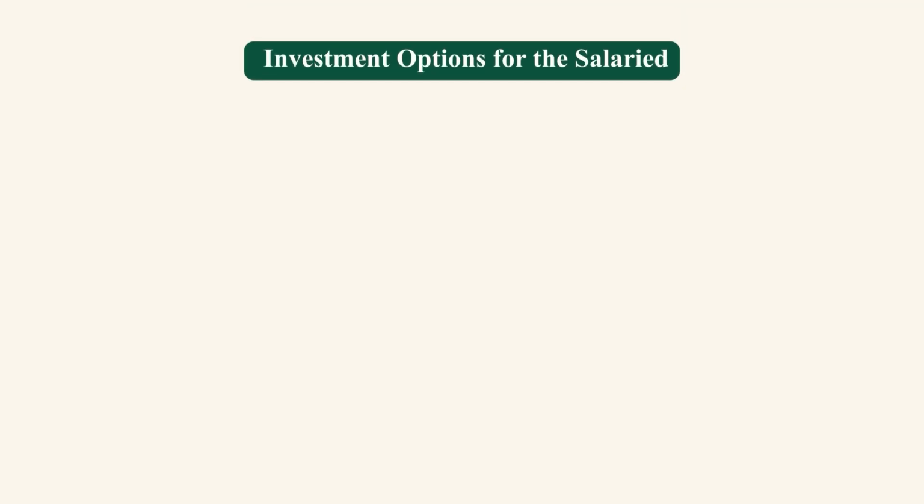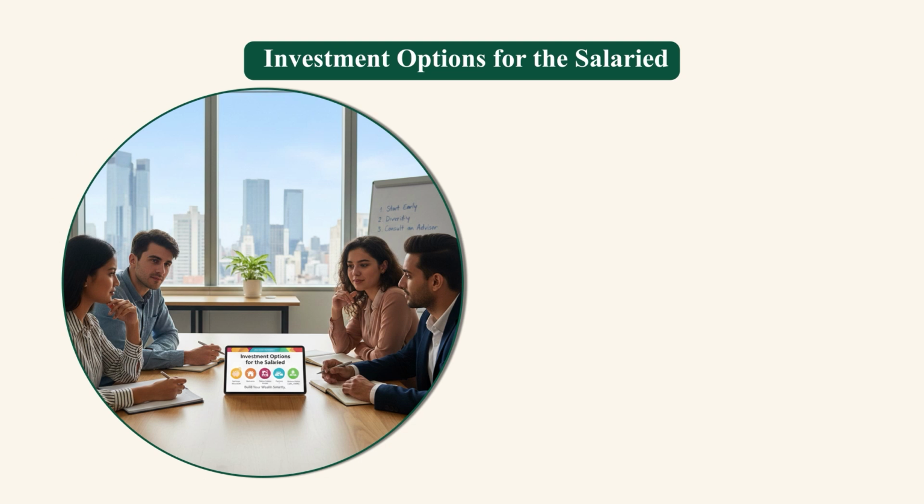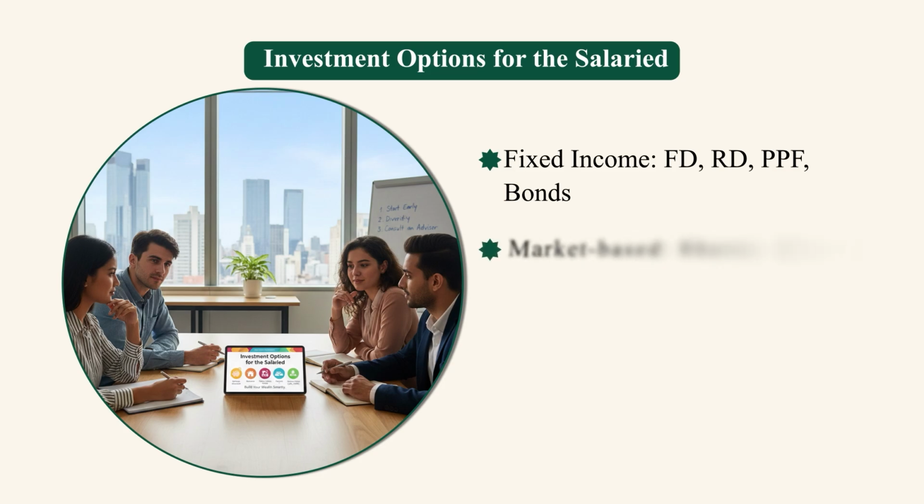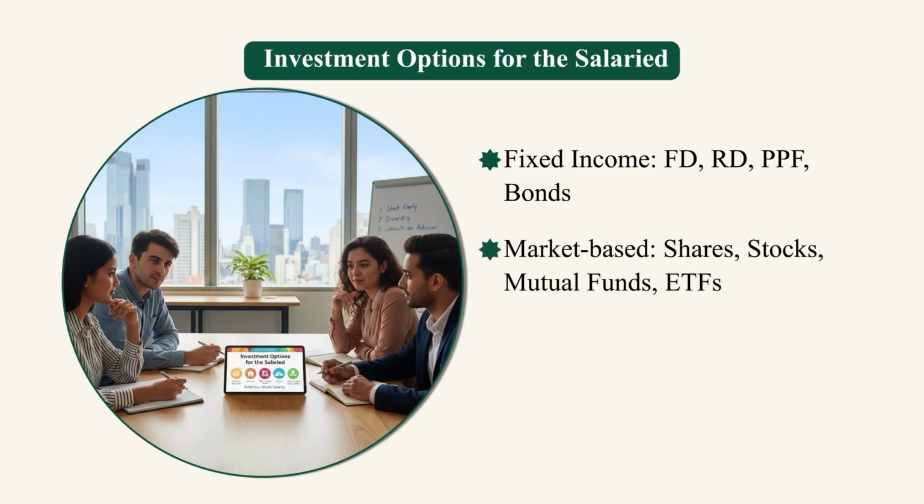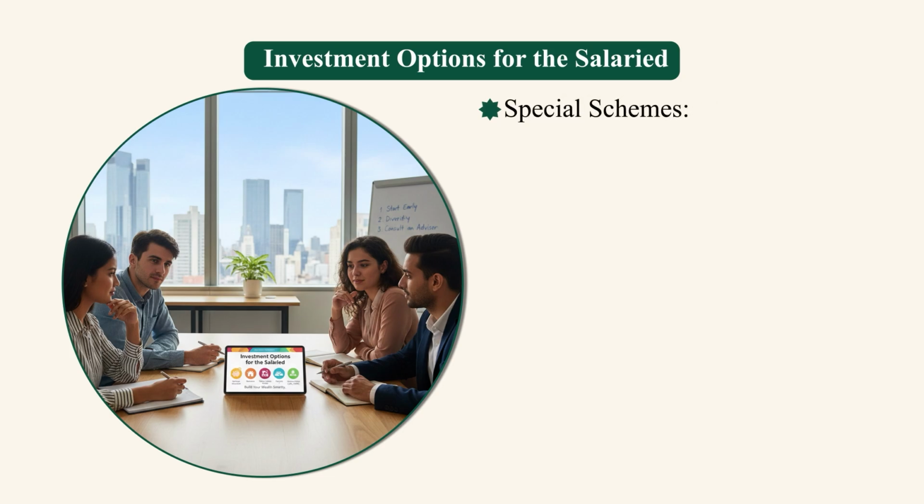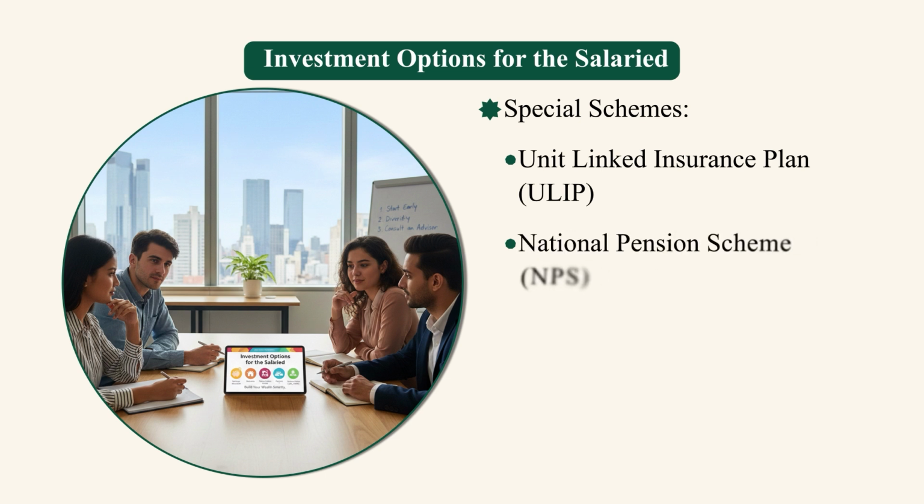Then there are certain investment options which are available for the salaried class. The commonest are those which have fixed income return, like fixed deposits, recurring deposits, public provident funds, investment in bonds. Then there are market based products like shares, stocks, mutual funds, exchange traded funds. Then one can also invest in gold, silver or real estate. There are special schemes for investment which are unit linked insurance plans, ULIP, National Pension Scheme, NPS, investment in employee provident fund and general provident fund.